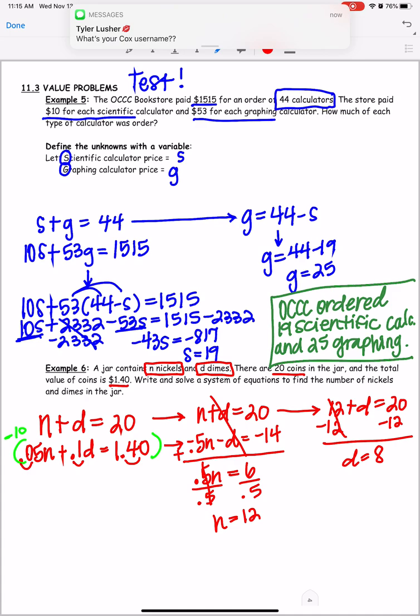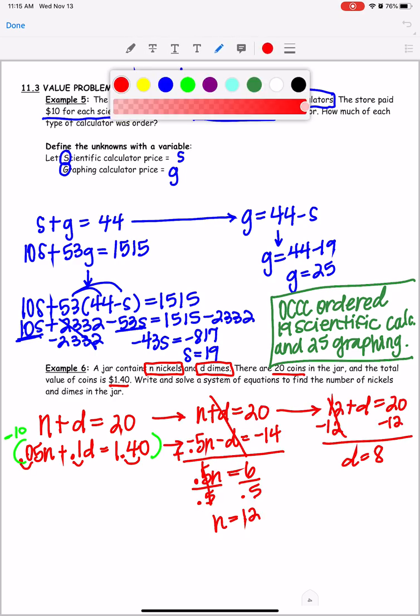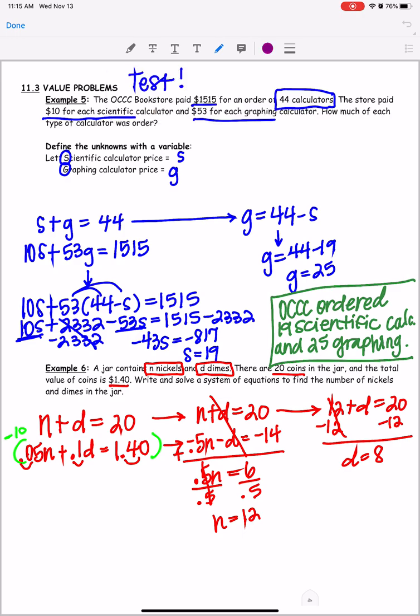So, word problems require word answers. So, the jar contains 12 nickels and 8 dimes.